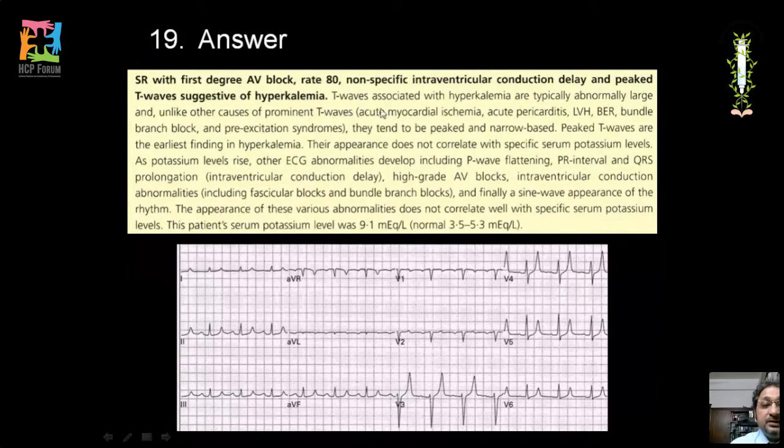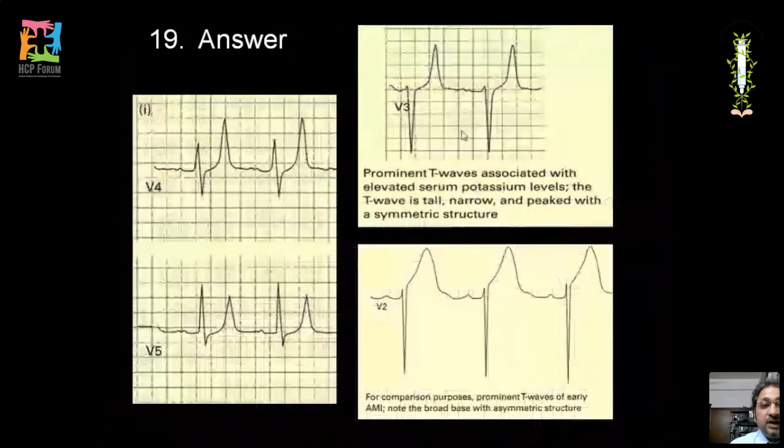So peaked T waves are the earliest finding in hyperkalemia, and as the potassium rises, the other ECG abnormalities will develop, including P wave flattening, PR interval and QRS prolongations, and high degree AV blocks. But you have to differentiate the tall T waves from the other causes. And how do you do that? Like in acute myocardial ischemia or in pericarditis, you can get tall T waves, but here it will be much broader and asymmetric. But in hyperkalemia, it will be narrow and peaked.